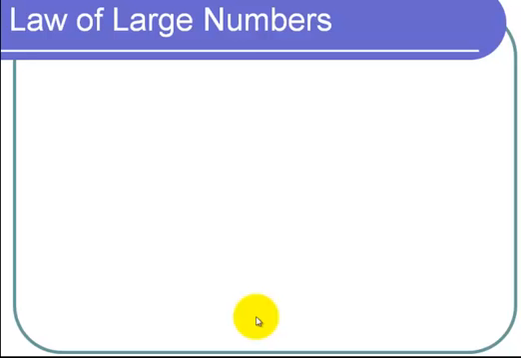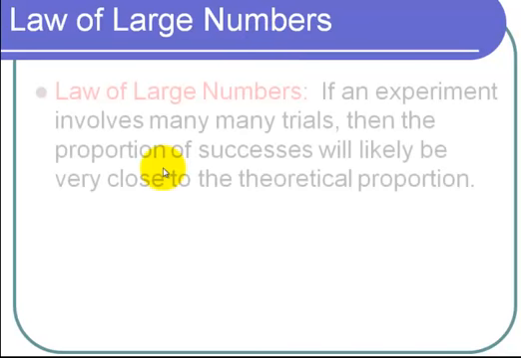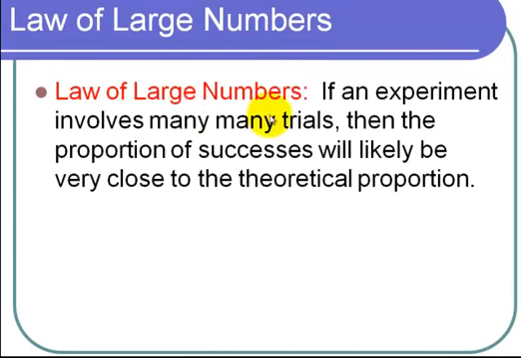So now let's talk about a very important piece of probability that we're going to be using over and over again in the course on statistics. And that is called the law of large numbers. And what it states is that if an experiment involves many trials, then the proportion of successes will likely be very close to the theoretical proportion.